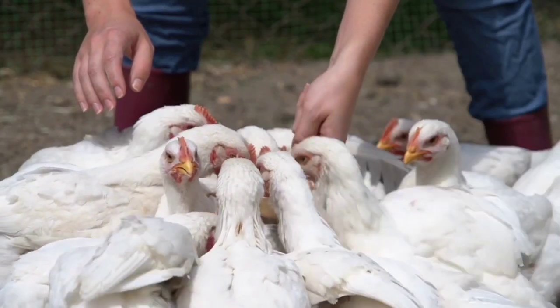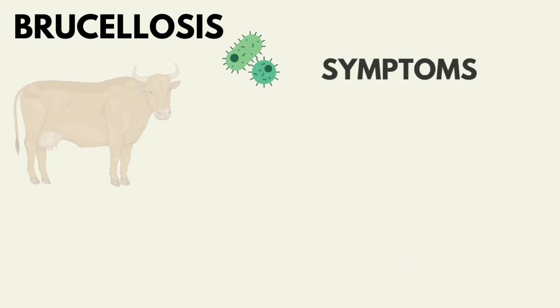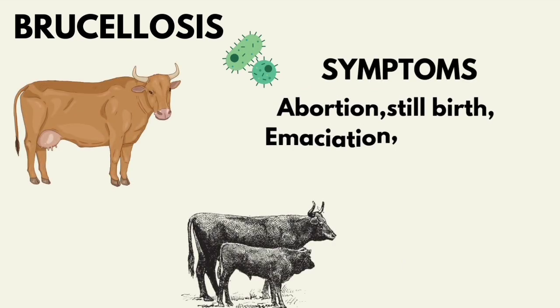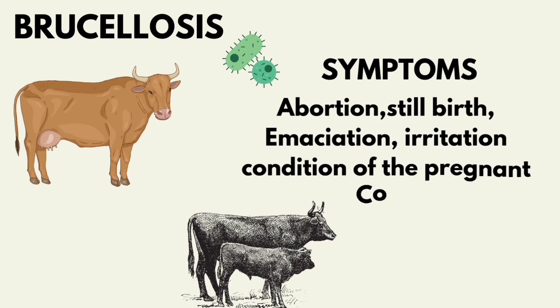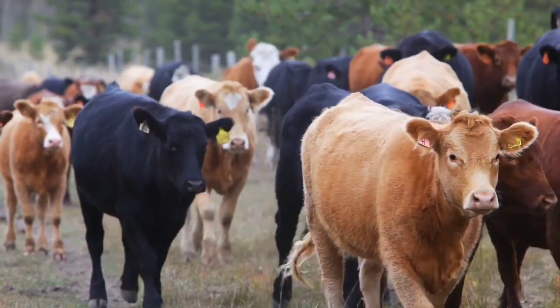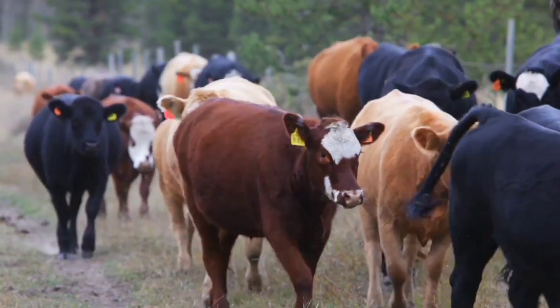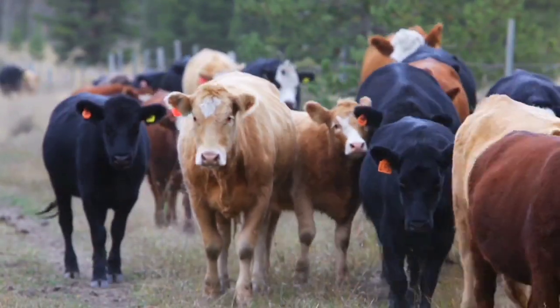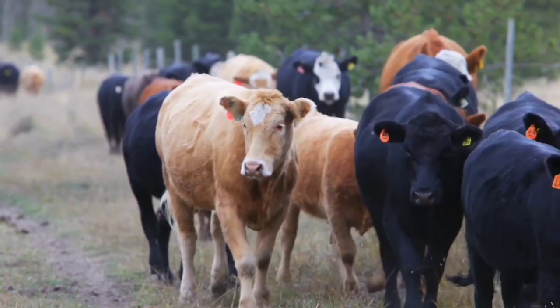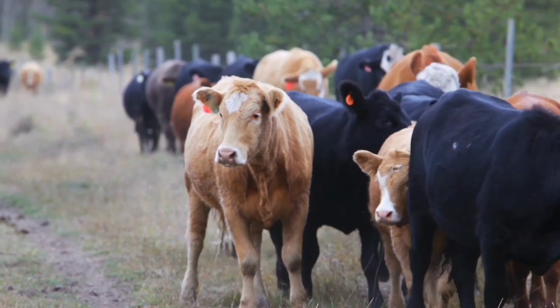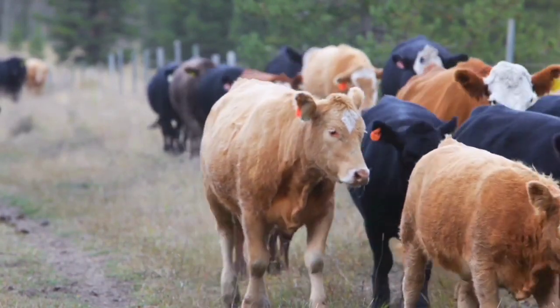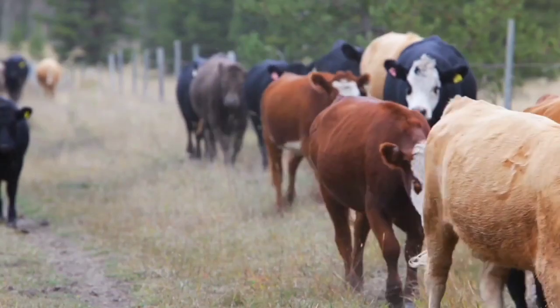The next disease is brucellosis. Brucellosis is a bacterial disease that affects mainly cattle. Symptoms include abortion, stillbirth, emaciation, and irritable condition of the pregnant cow. The mode of transmission is by having contact with infected animals and their products. The effect includes loss of fetus, reduced production, and retained placenta. Retained placenta simply means when the cow gives birth, the placenta refuses to come out.